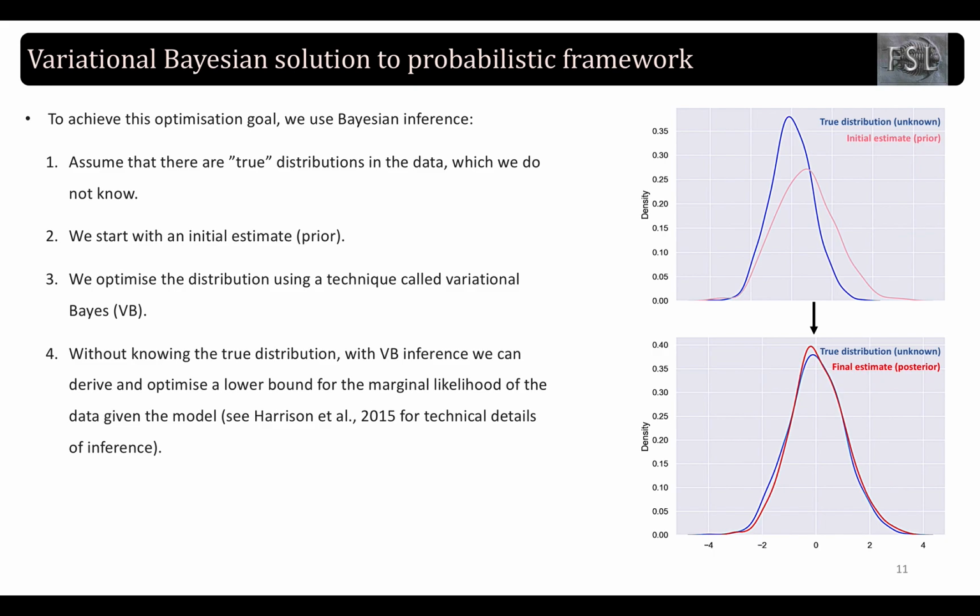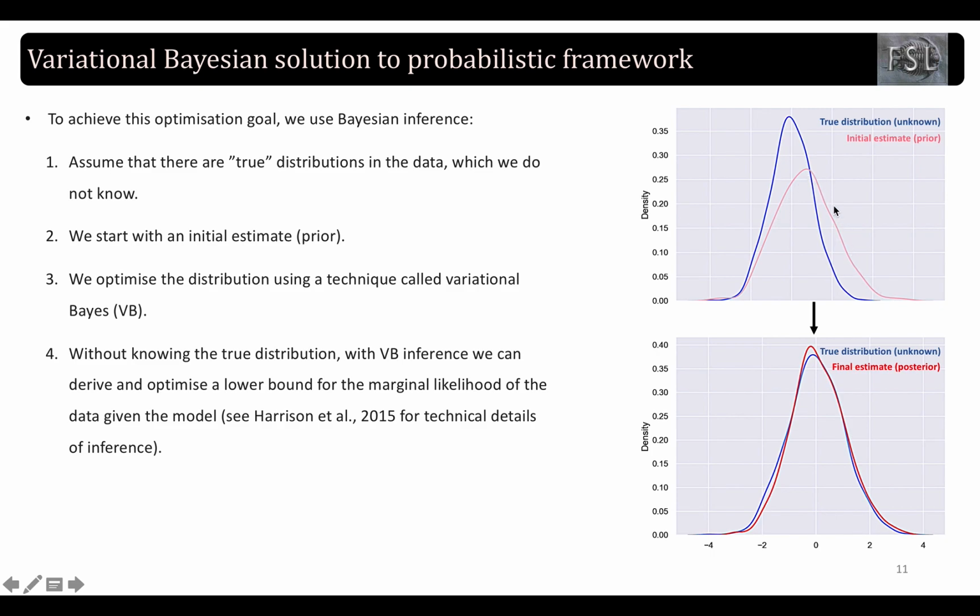In order to solve this optimization problem, the PFM framework uses Bayesian inference. Let us assume that we have some true distributions underlying our data. For example, the blue distribution shown here is the distribution for one of the model elements. However, we do not have access to this distribution. We don't know its type or its parameters. What we do is that we start with an initial estimate. This is the pink distribution shown here.